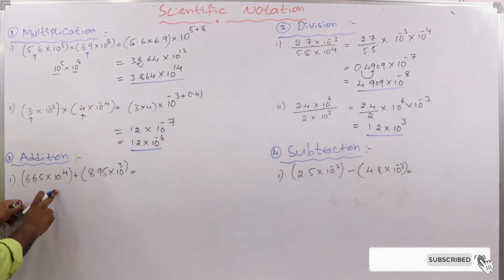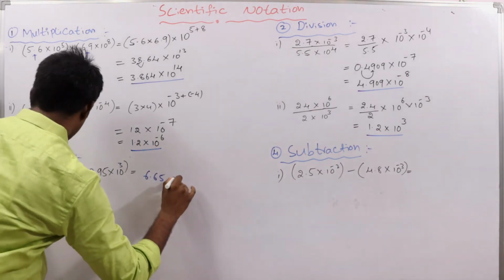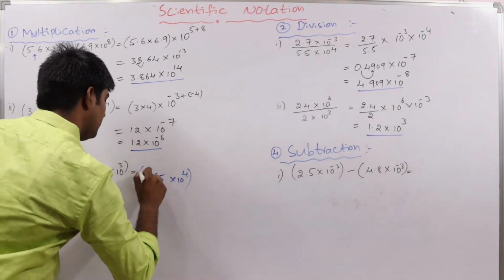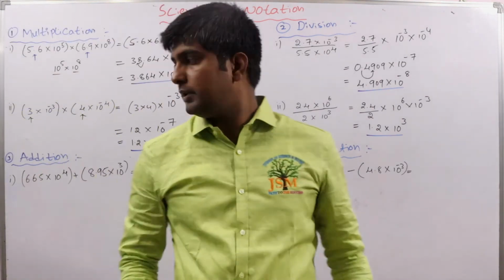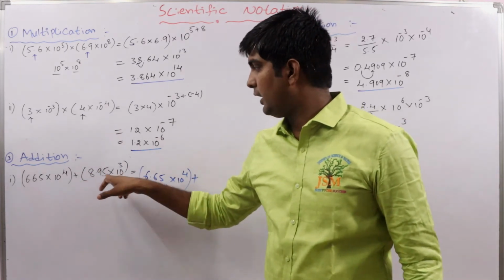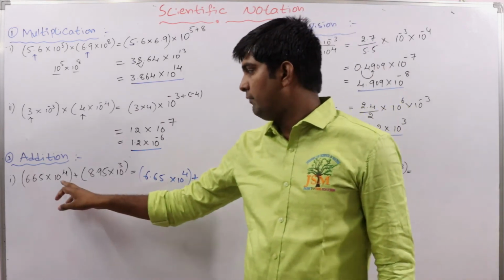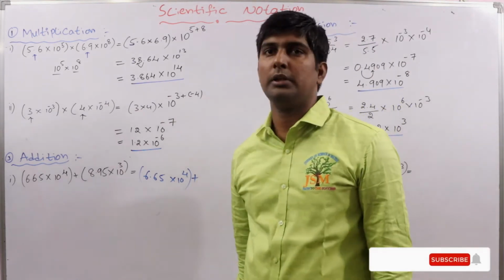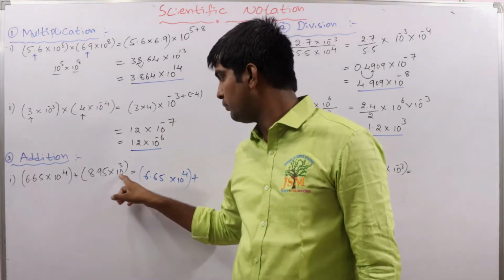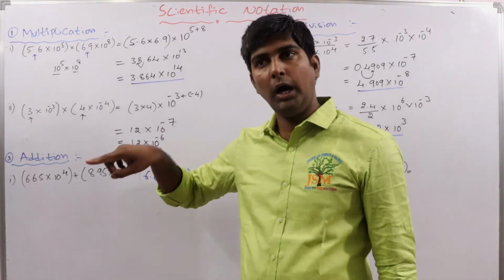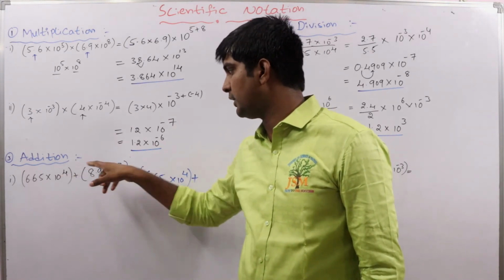See here we have this one. Okay, write this: 6.65 into 10 power 4 plus. So what I am saying is that in both the cases, two numbers were given to add them. Yes or no? Here we have 10 power 4, here we have 10 power 3. So either make it 10 power 3 here, then both our exponents are the same, or make the power here 10 power 4, in that case also the exponents are the same.